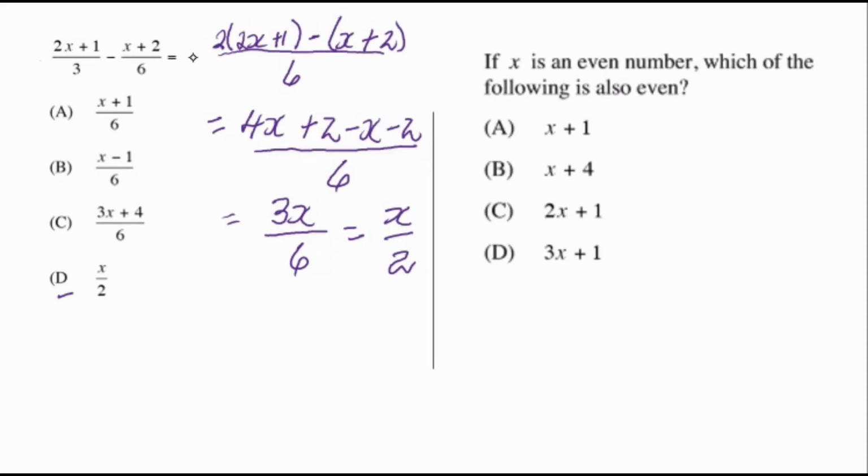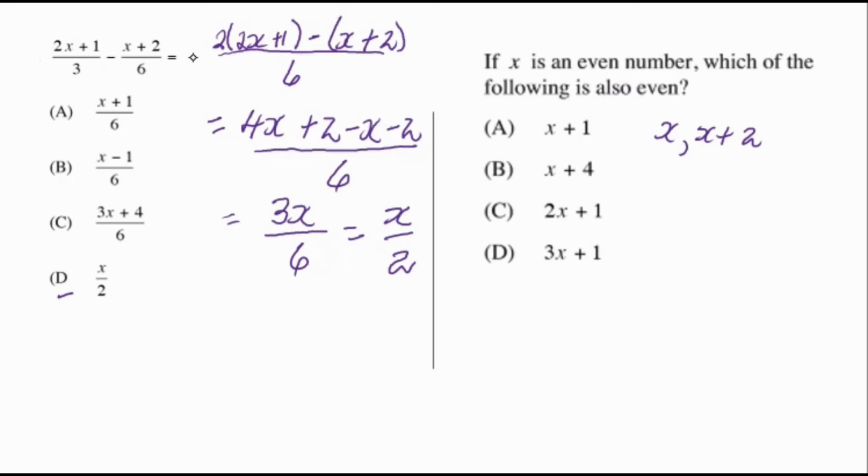Next question. If x is an even number, which of the following is also even? Now, if a number is even, the next even number is 2 digits away. So if the number is x, the next one based on x would be x plus 2. No hands are there, so we have to evaluate.